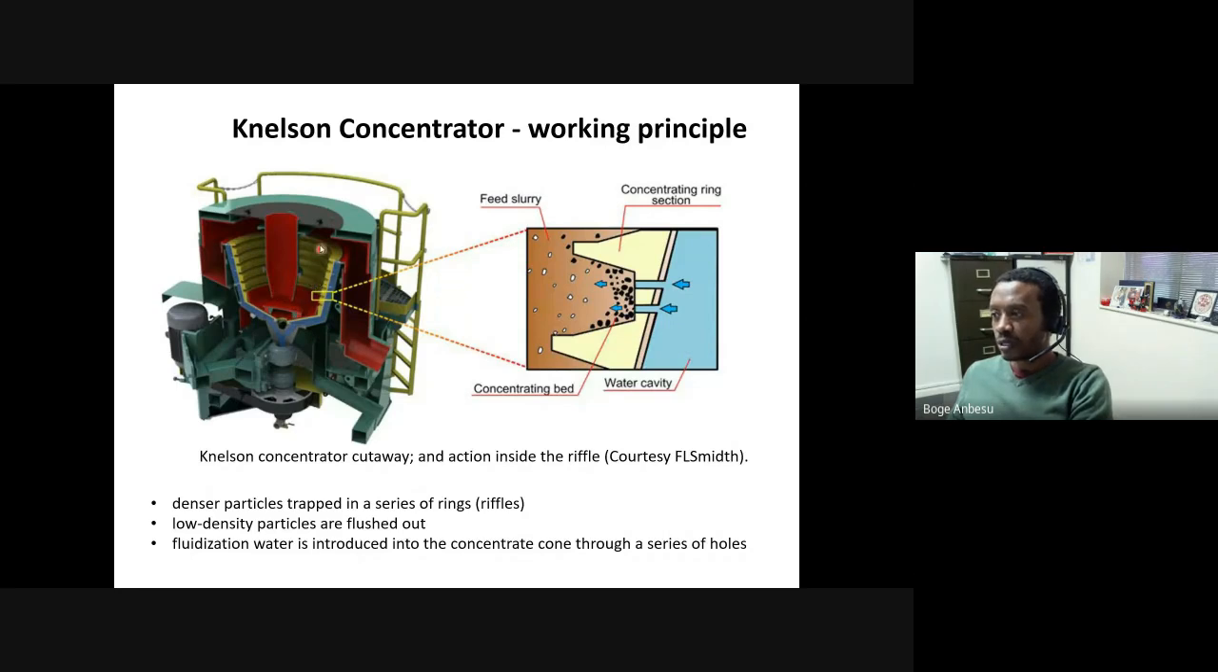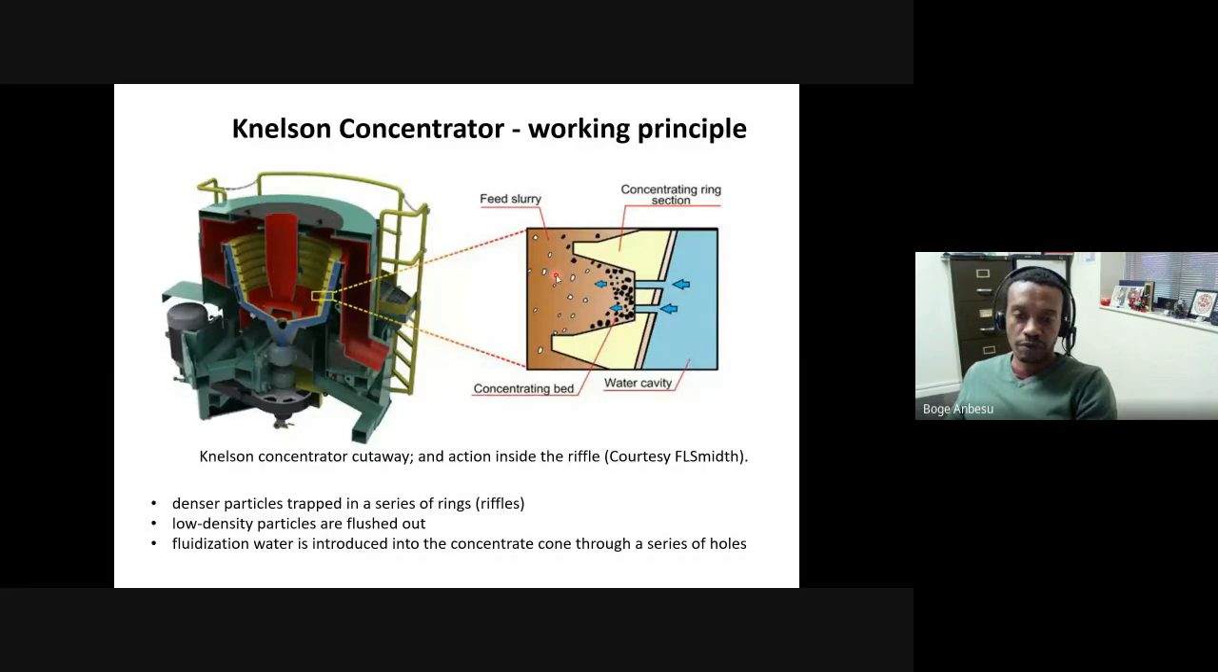As soon as particles enter this separating chamber and it is rotated, dense particles attain centrifugal force and are drawn into the grooves. As I said, these are the riffles or the grooves inside the separator. Dense particles go and are trapped in those grooves, while light particles remain suspended in the separating chamber.